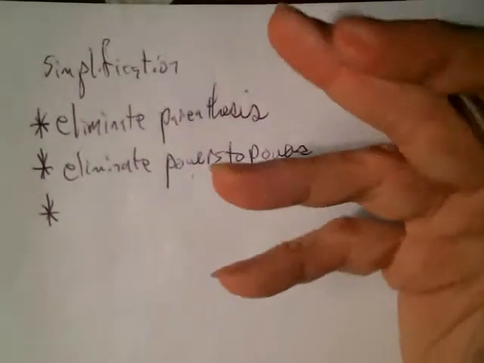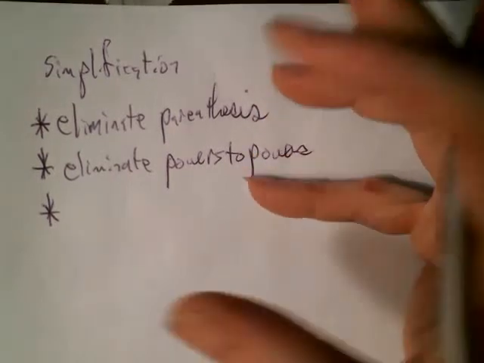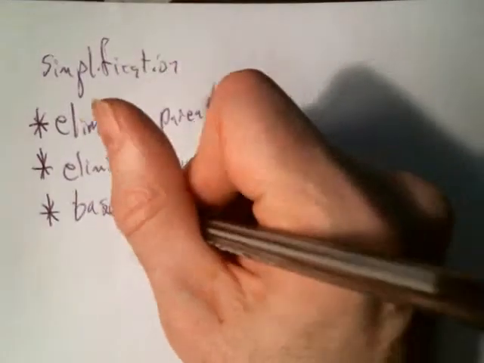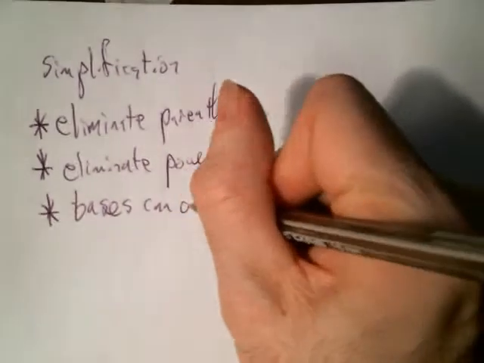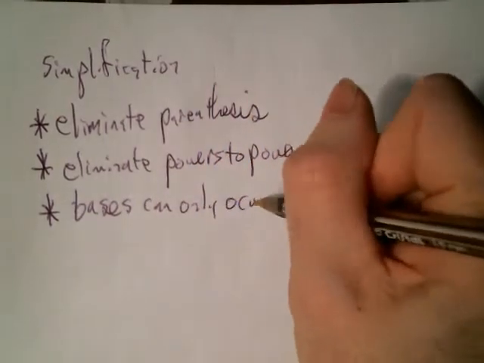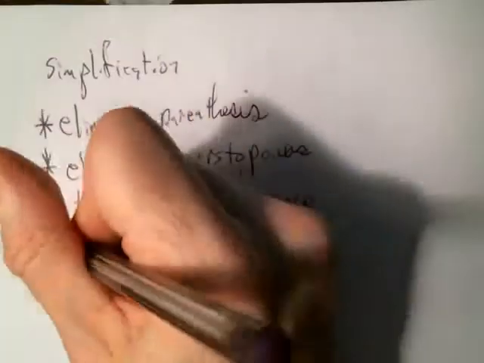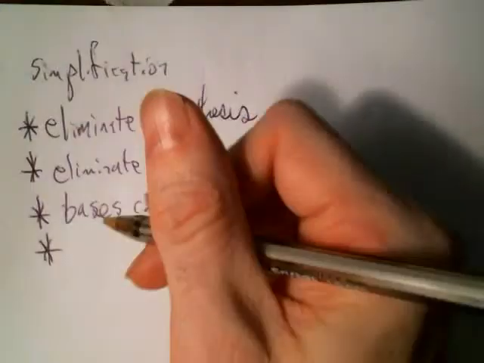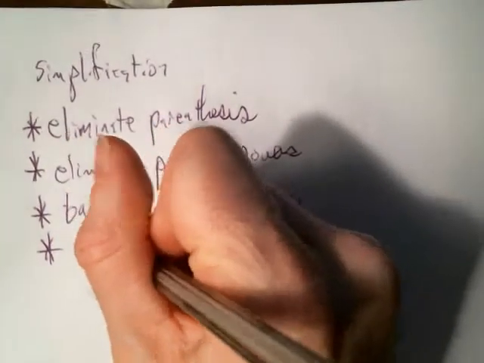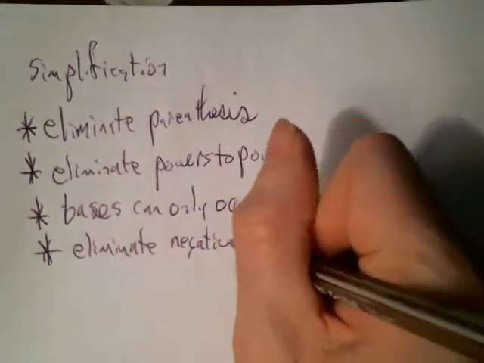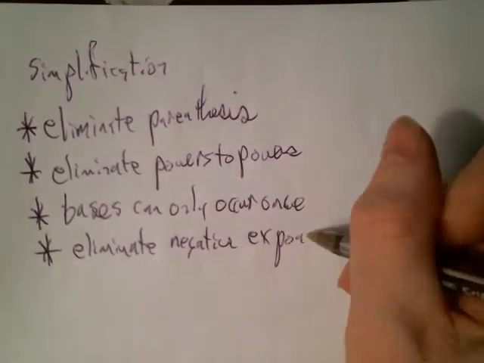You don't want repeated bases floating about, so it's basically a matter of combining like terms, except with multiplication instead of addition. So bases can only occur once. And then eliminate negative exponents, which is probably the rule you remember the best. Eliminate negative exponents, okay?